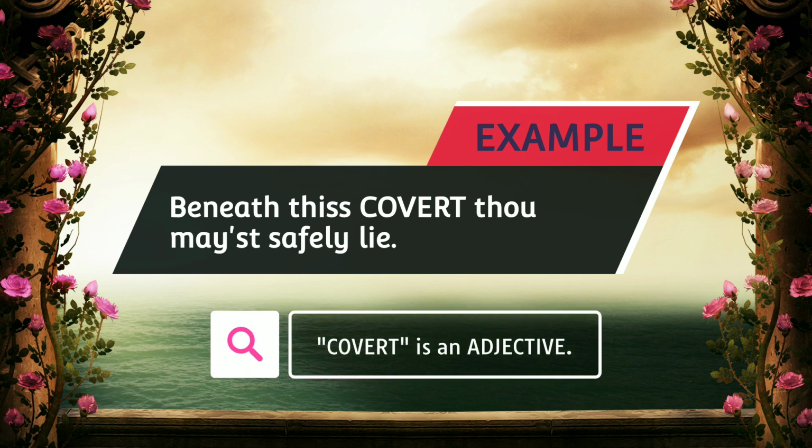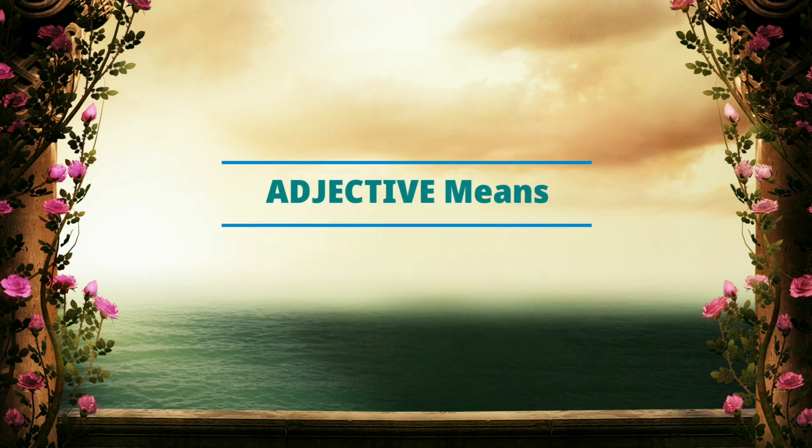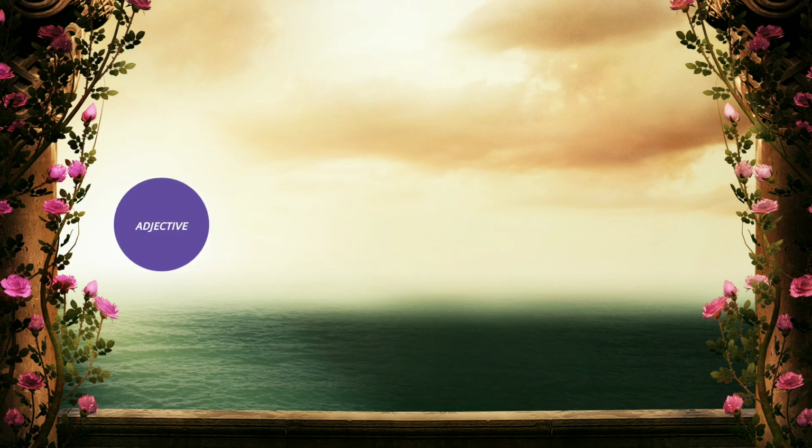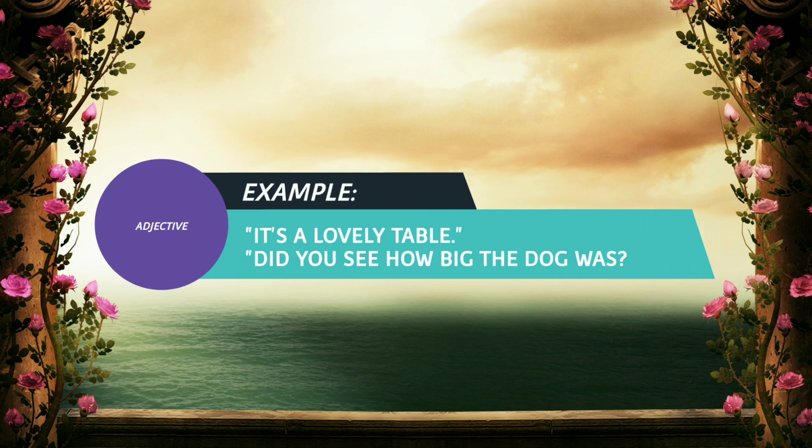Here covert is an adjective. An adjective is one of the 8 parts of speech. Adjectives provide further information about a noun. Specifically, they explain more about a noun's size, shape, age, color, origin, or material. Example: it's a lovely table. Did you see how big that dog was?